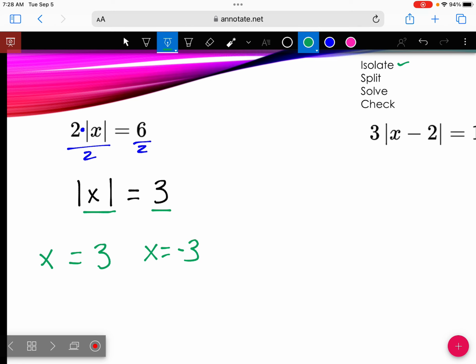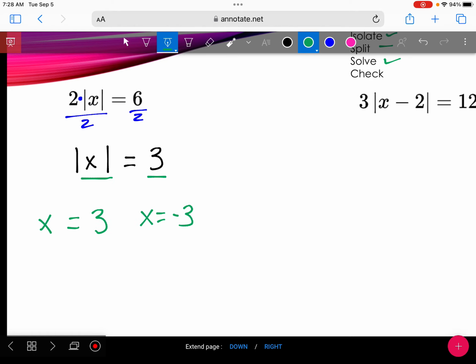So we've split it. Do I need to do anything further to solve it? Nope, we have already solved it. Then we need to check it. We need to make sure this works. To do that, we're just going to plug it back in. And you can do that in a calculator. You can do that in your head. We can talk through it.